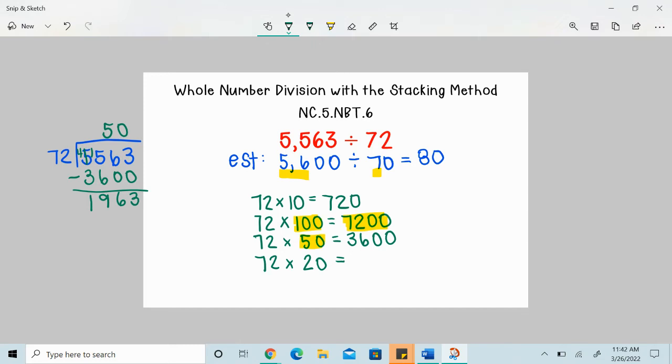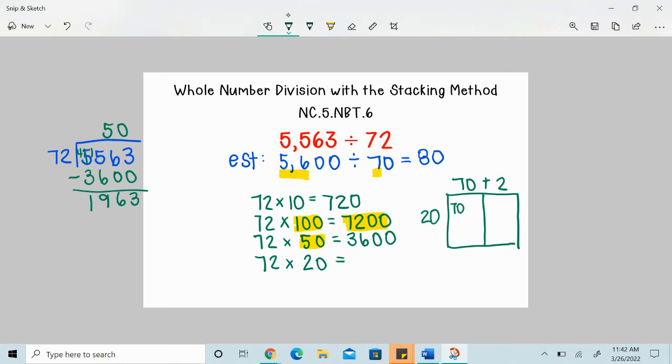Now, a couple of ways we could figure out 72 times 20. We could come up here and double 720, because 72 times 20 would be twice as much as that. Or we could just come to the side and set up an area model and work that out. Whichever works best for you is fine. So I'll use an area model for this one. So I'm going to do 72 times 20.